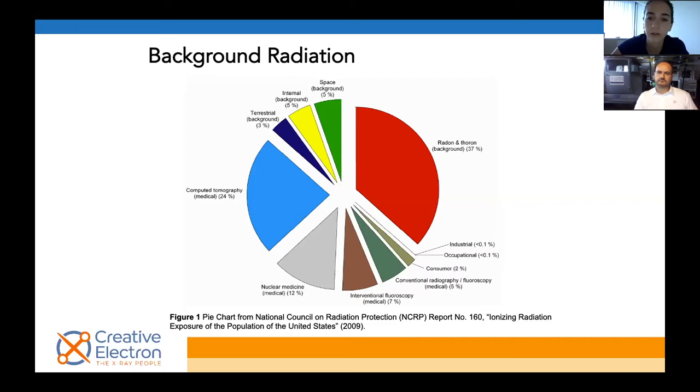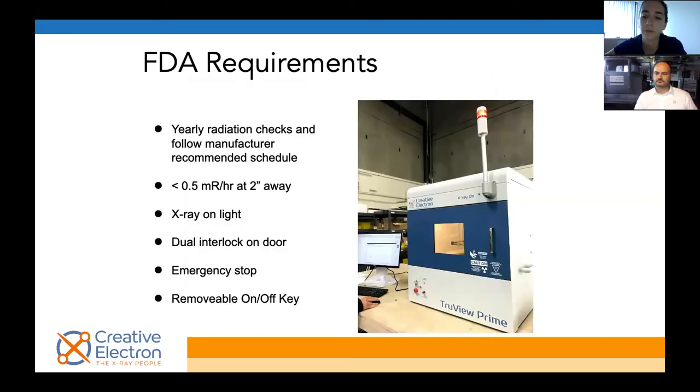The first reason for the piece of the pie to be so small is there are strict regulations that apply to x-ray systems. Here at Creative Electron, we build something that's called cabinet x-ray systems. Really, all that means is that you have your x-ray source inside of a lead box. So you have your x-ray source, you have your sensor, your sample, everything is happening within this lead box. So all of the radiation is contained within it.